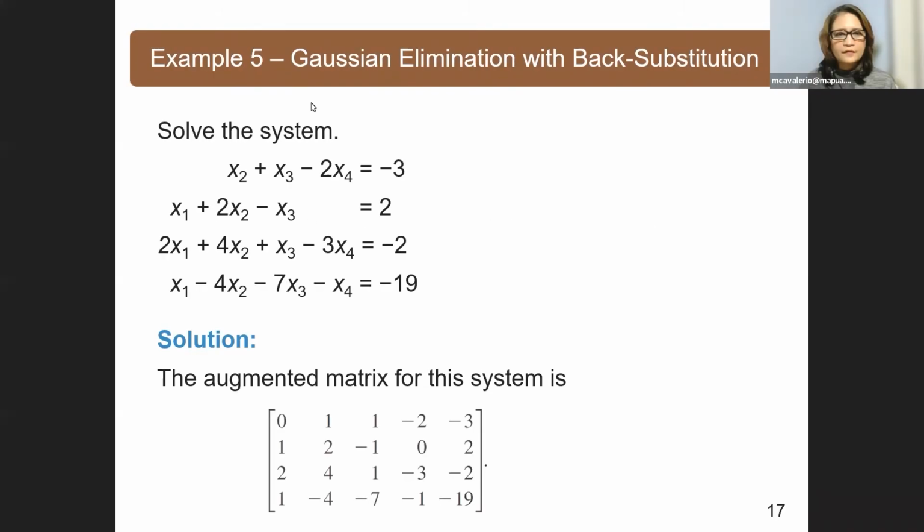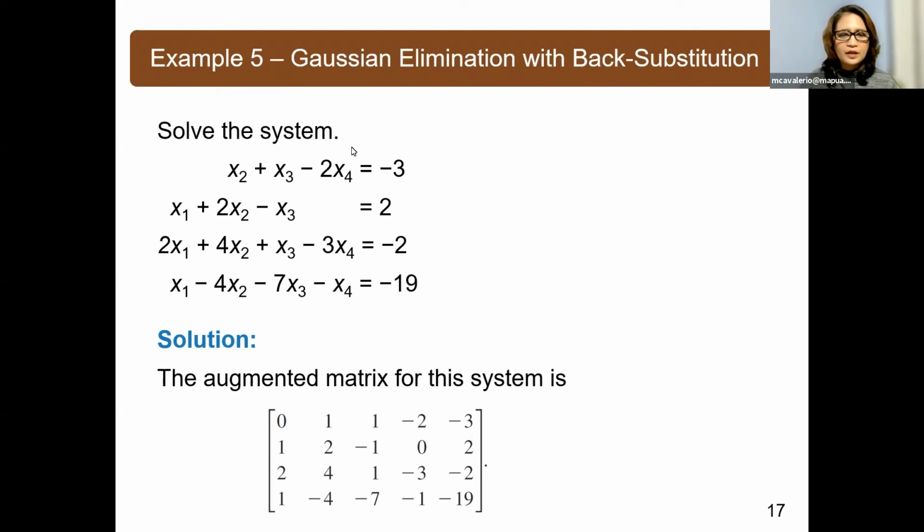Now let us solve the system given here. So we will have 4 equations in 4 unknowns. The first thing that we need to do to solve the system of linear equations is to form the augmented matrix, right? So we simply get all the coefficients of the variables x sub 1, x sub 2, x sub 3, and x sub 4, the first column being 0, 1, 2, 1.